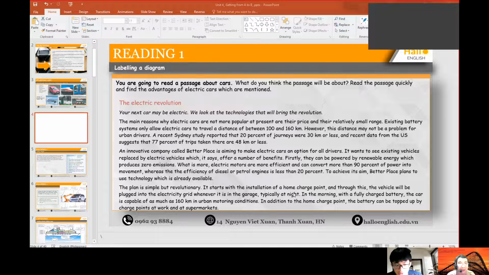Okay, can you mention that now? I find two advantages in the second paragraph of the body. Okay, you found two advantages. First, the electric car can be powered by renewable energy, which reduces emissions to zero. That's correct. Next, the electric motor is more efficient and can convert more than 90% of power into movement. Okay, so that would be the two advantages.